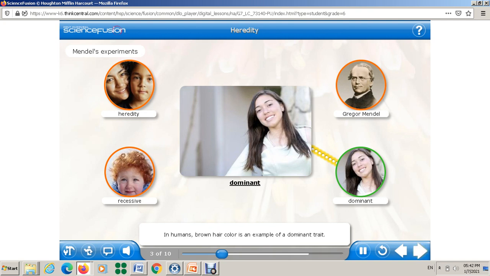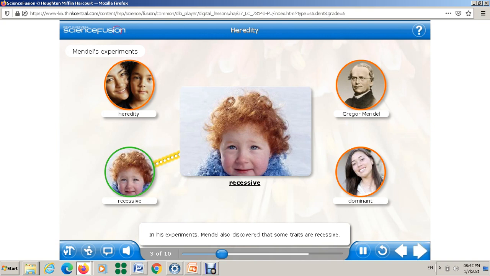In humans, brown hair color is an example of a dominant trait. Dominant means to have the most control or influence. Mendel's theory that some traits have more influence than others explains a simple pattern of inheritance called complete dominance. In his experiments, Mendel also discovered that some traits are recessive. Recessive traits recede or fade away. Red hair color is a recessive trait.